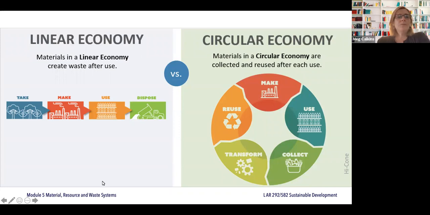So when we start to think about ways to do things differently, we can recognize that right now we have what's called a linear economy. Basically, a linear economy is where materials create waste after use. So we take the material resources, we make something with it, we use that thing, and then we dispose of that thing. That is a linear economy. That is a linear life cycle, right?